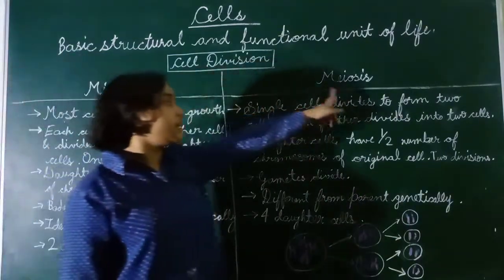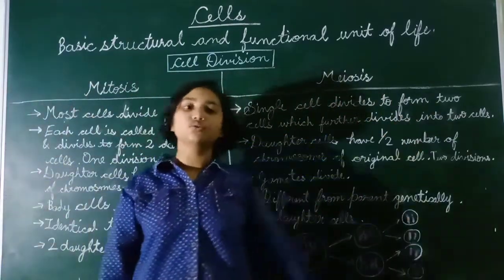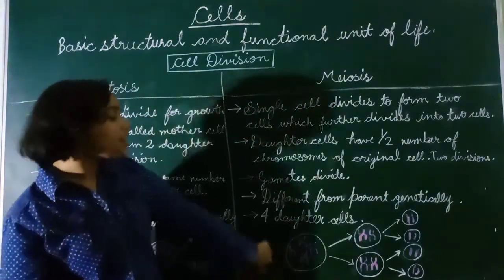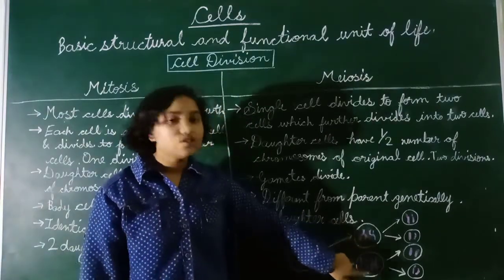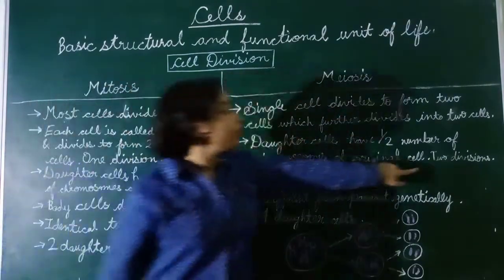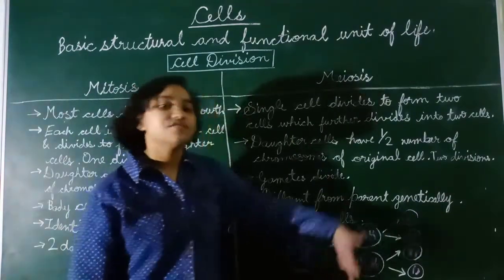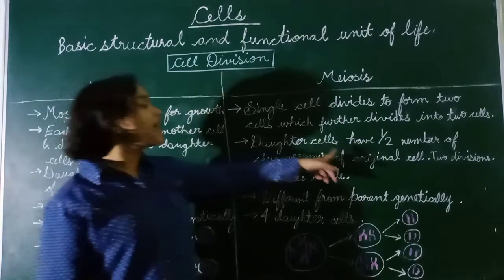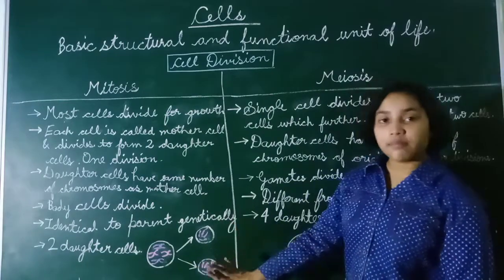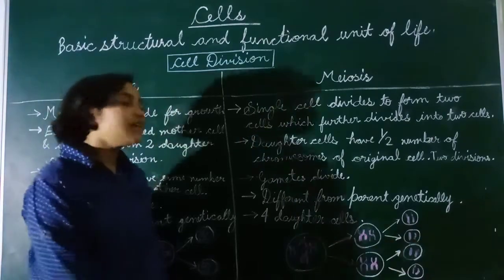In meiosis, a single cell divides to form two cells which further divide into two. One cell divides into two, and these two cells again divide into two. This means the whole process has two divisions: the first cell to two daughter cells, and the two daughter cells to four daughter cells. Here the daughter cells have half the number of chromosomes.